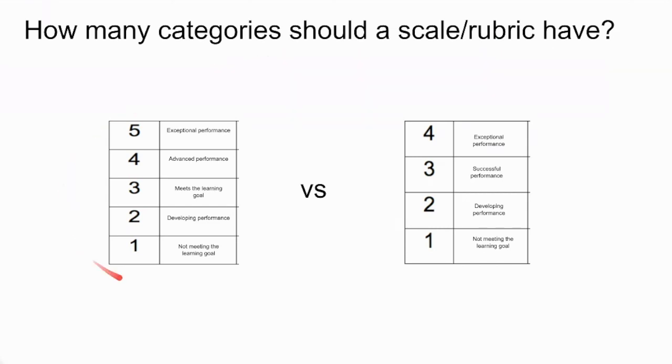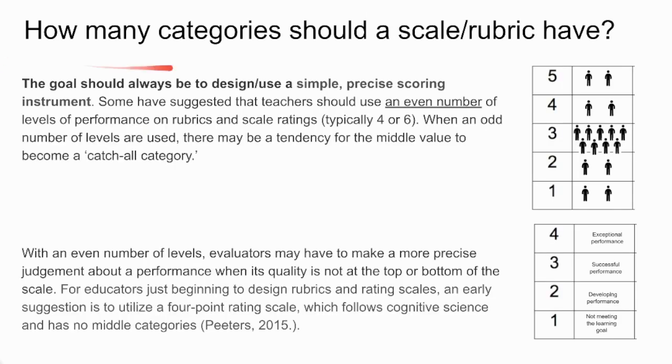Is a scale or rubric with 5 levels going to be more accurate than one with only 4? Or does having an odd number of categories, such as 5, have an impact on our ability to score students as compared to something that has an even number of categories? When it comes to the question, how many categories should a scale or rubric have, the goal should always be to design or use a simple, precise scoring instrument.